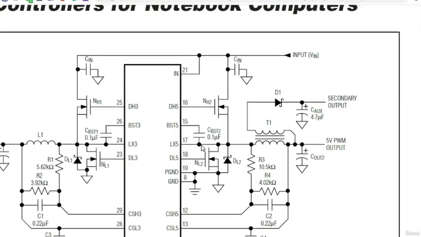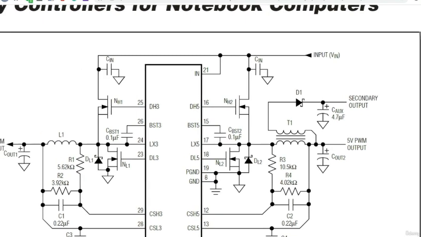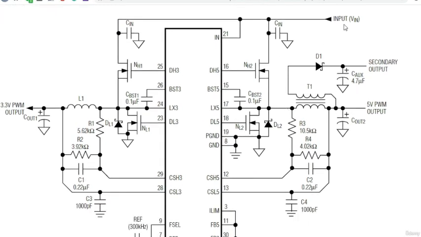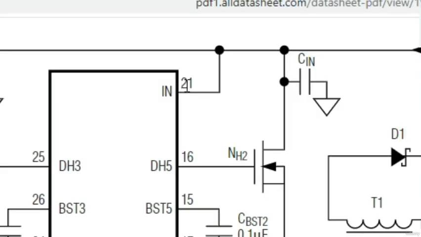As you see, here we have the circuit diagram of the IC. This is the input. The Vin is applied to pin number 21, so remember, pin number 21 is Vin. We will check this on the motherboard using the multimeter, to see if we have 19 volt here or not.